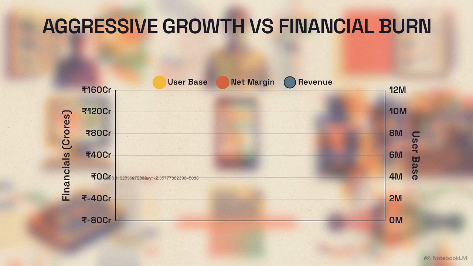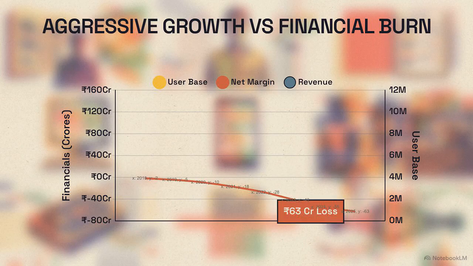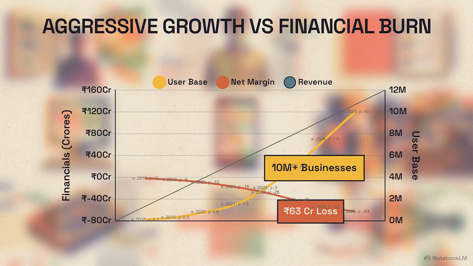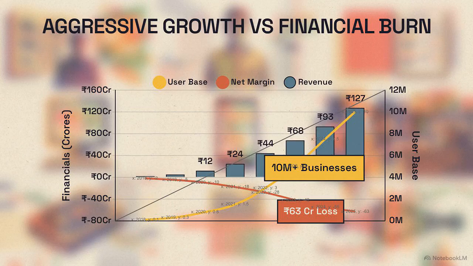Maintaining a team of over 1,300 professionals to support these low-cost tools has driven a high cash burn rate, resulting in a reported 63 crore rupee loss for the fiscal year ending in 2025. However, plotting their scale on the same chart reveals the vast reach offsetting that burn. The platform has successfully onboarded over 10 million businesses worldwide, generating 130 crore rupees in annual recurring revenue.